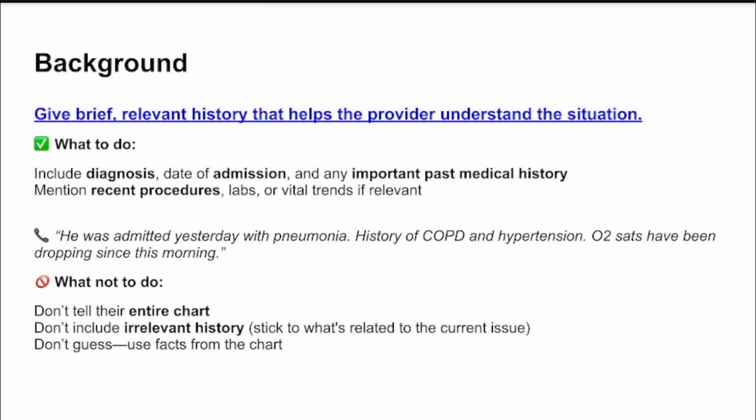So, an example of what we would say when it comes to background is, he was admitted yesterday with pneumonia, history of COPD and hypertension. O2 stats have been dropping since this morning. This is a perfect example of background. What you don't want to do is tell their entire chart. Don't include irrelevant history. Stick to what's related to the current issue and why you're calling. Don't guess. Use facts from the chart. You have all the data, you have all the vital signs, you have the history, you have the labs. Use that to your advantage when giving SBAR.